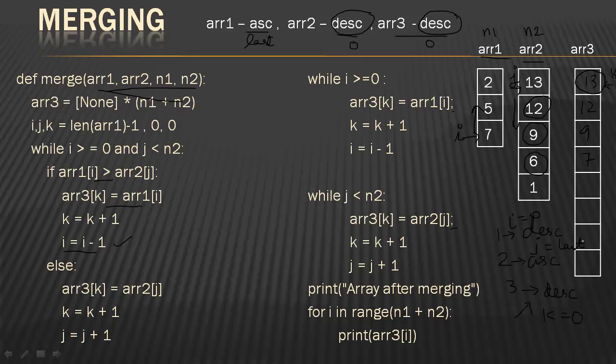Now if you ask me how many such kinds of merges there are, there are 8 possibilities. If there are 3 arrays, 2 raised to 3, there are 8 possibilities. All ascending, all descending and various other forms. But if you know the logic that we are using, you can tackle any of those 8 programs. Is that clear? So I hope merging is clear.